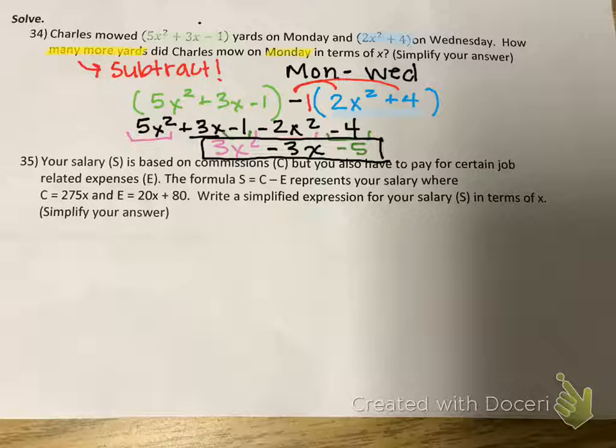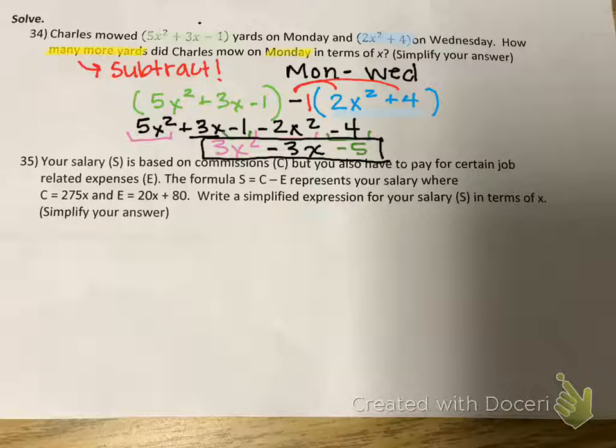So if you look at 35, it's actually very, very similar. It's just another scenario. It says that your salary, S, is based on commissions, but you also have to pay for certain job-related expenses. So the formula, S equals C minus E, represents your salary, where C is equal to 275x and E equals 20x plus 80. We need to write a simplified expression for the salary in terms of x. So we want to make sure that we simplify. In fact, I accidentally told you to simplify twice, so make sure you do it.